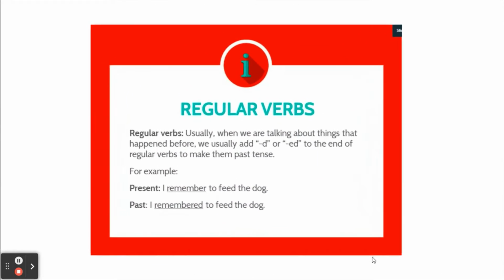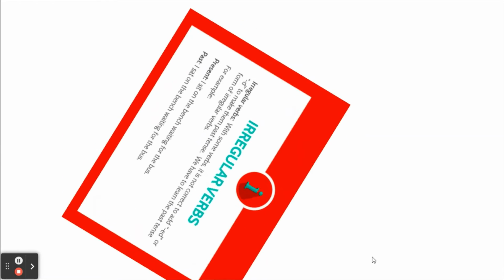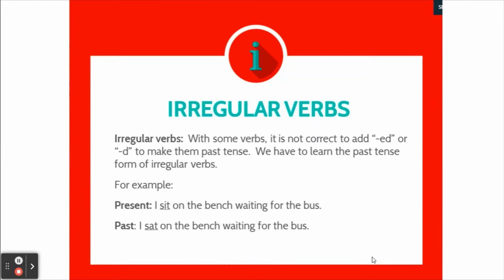So, regular verbs. We just saw that. Let's just recap so that we know. Usually, when we are talking about things that happened before, we add d or ed to the end of regular verbs to make the past tense. For example, I remember to feed the dog. That's present. Now look at the past tense: I remembered to feed the dog, right? Those are regular verbs. Now here we have what's new, and that is irregular verbs.